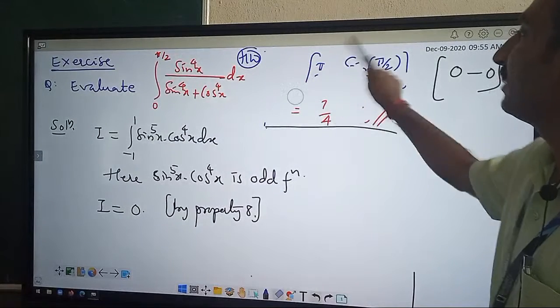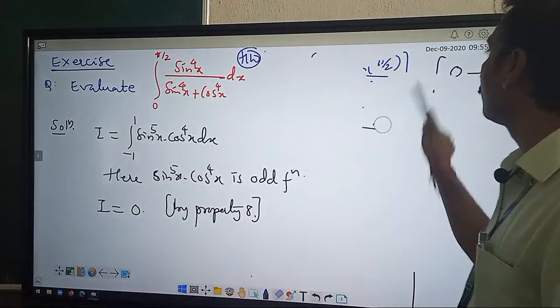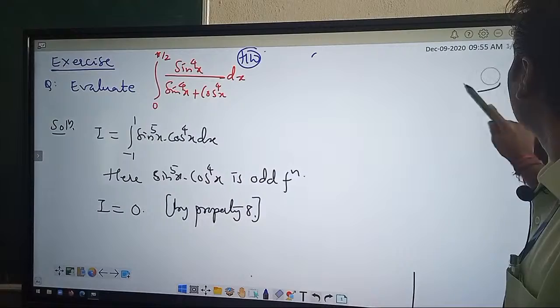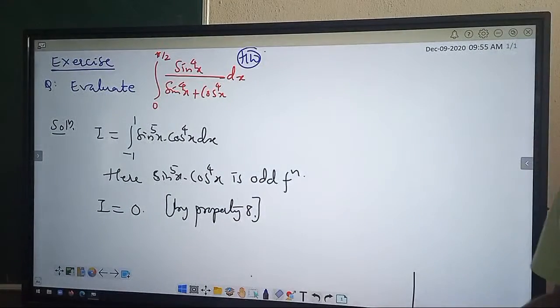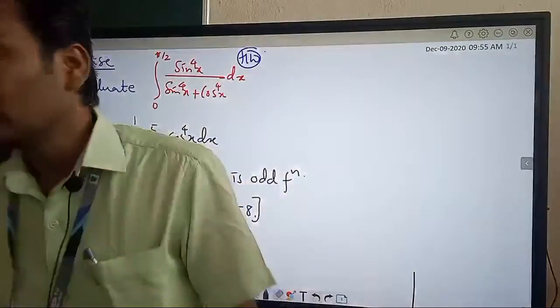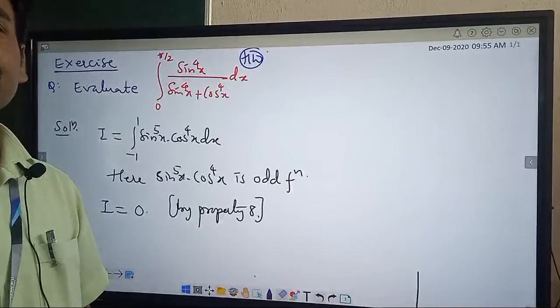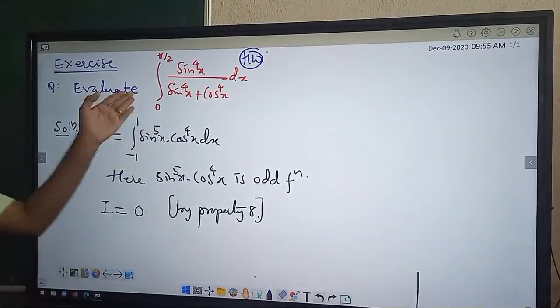Now I remove this part. Remember that this problem is the homework problem. Again in the next session I will do this problem, and again some very important problems based on the, what is that?